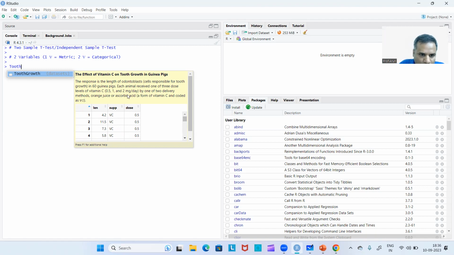If you focus on ToothGrowth, यहाँ पे लिखा है the response is the length of odontoblast in 60 guinea pigs. Each animal received one of the 3 dose levels of vitamin C. मतलब ये guinea pigs के ऊपर कुछ एक्सपेरिमेंट हुआ था और उसका डेटा रिकॉर्ड किया गया है.